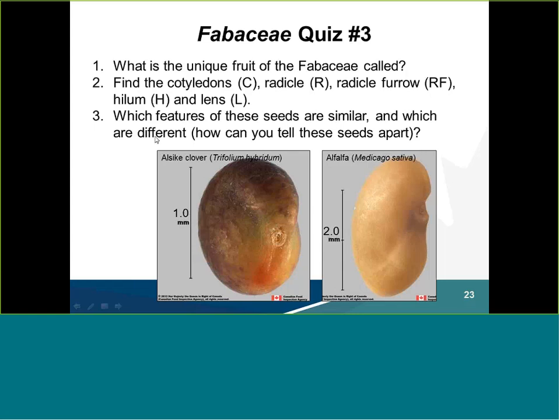Take a look at the hilum. Is the hilum different? It might be different. It might be the same. If it's the same, it's not a good feature to tell these two species apart. So I'll just give you some more time to finish off this quiz.